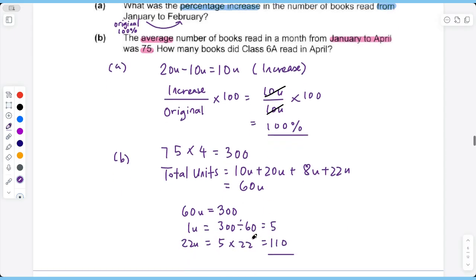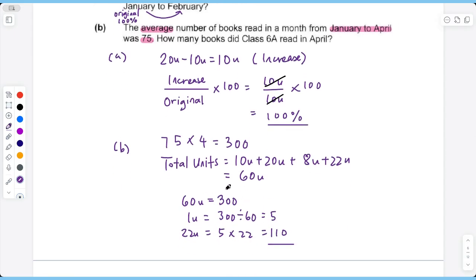So these 60 units is equal to 300 books. 1 unit is 300 divided by 60, which is 5 books. In April, there are 22 units. That will be 5 times 22. That gives us 110 books in April. And that's the answer to part B.